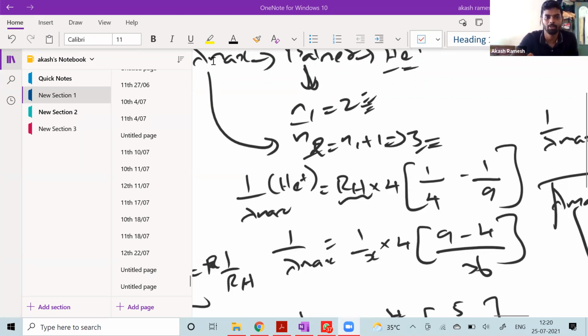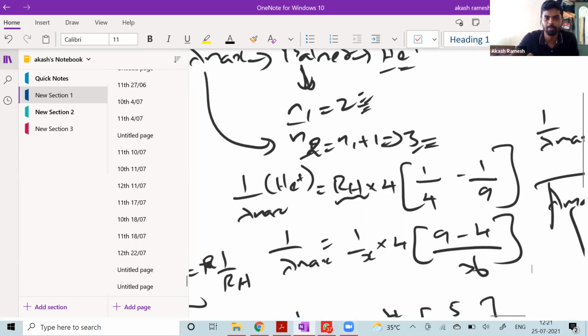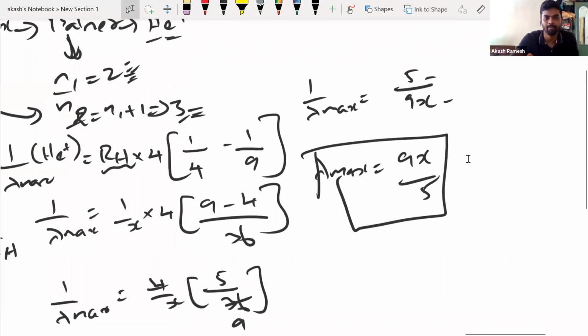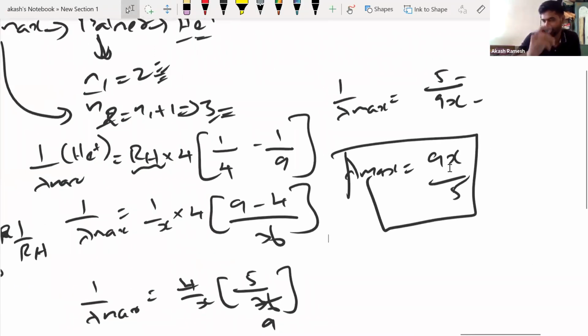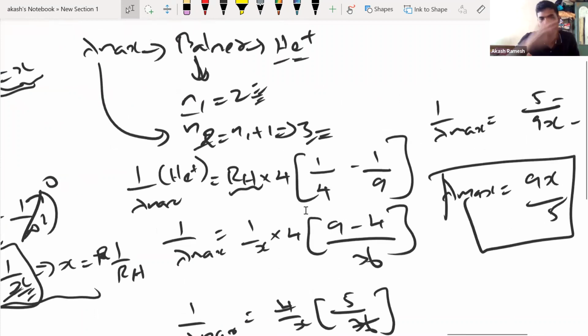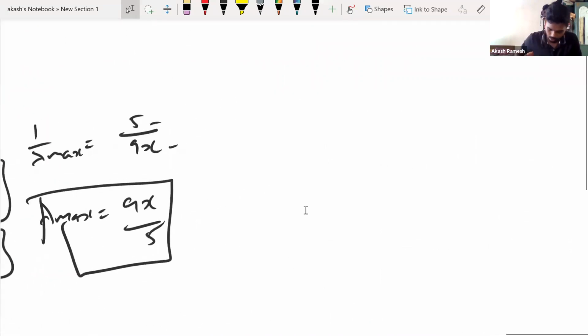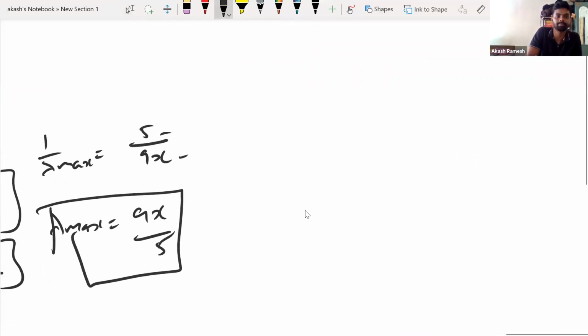Fine. Maybe you don't want to answer. Anyways, I hope everybody understood, right? So the value would be 9X by 5. That is about the Lyman series, Balmer series, and emission spectrum of hydrogen. With this, Bohr's atomic model ends. Now what we'll see next is its drawbacks.